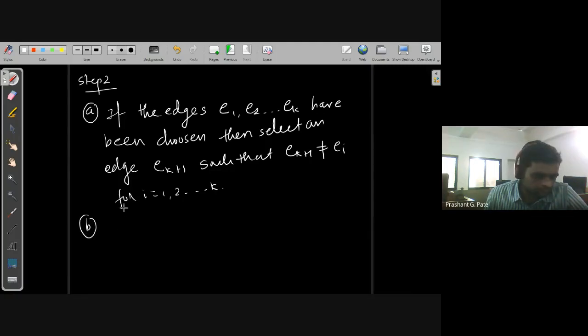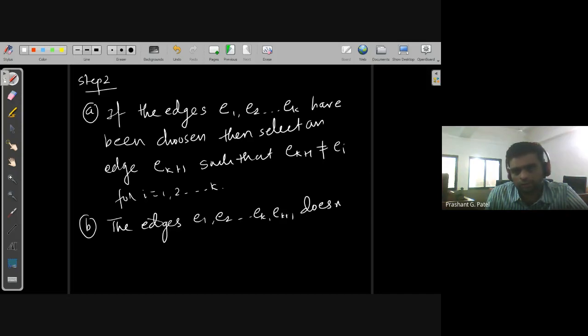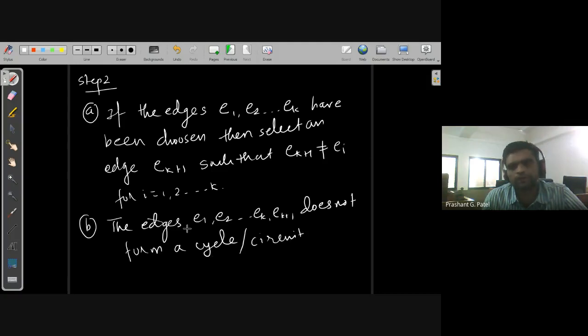B. The edges E1, E2 up to Ek plus 1 do not form a cycle or circuit. It should not form a cycle or circuit. You have to choose an edge Ek in such a manner.